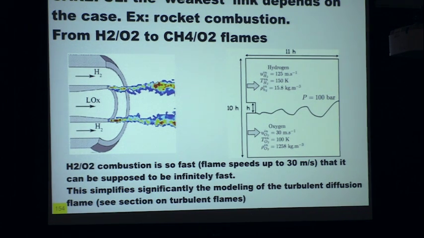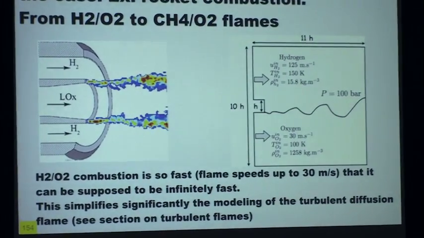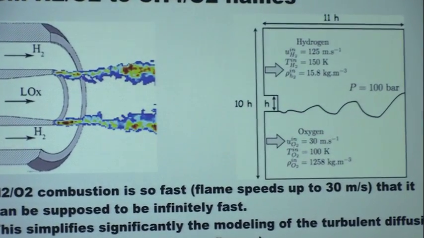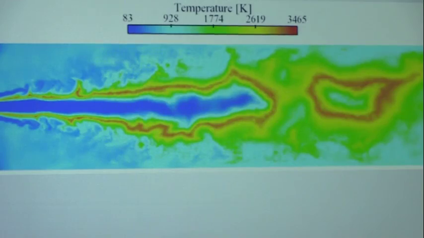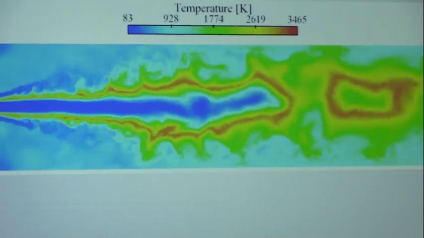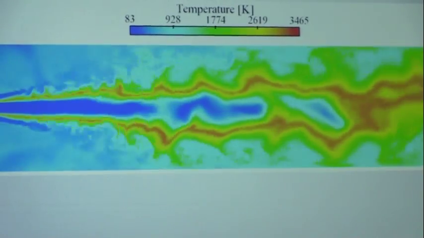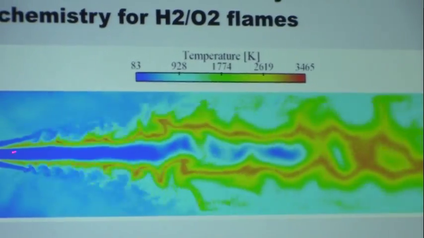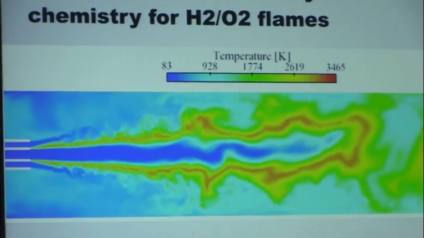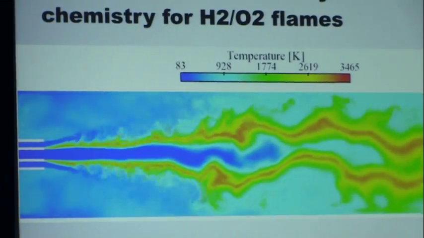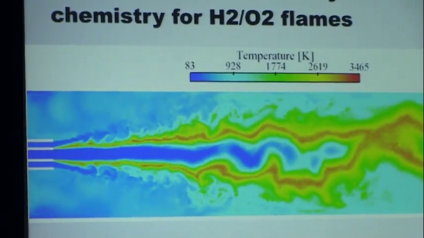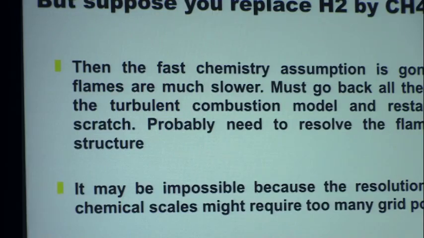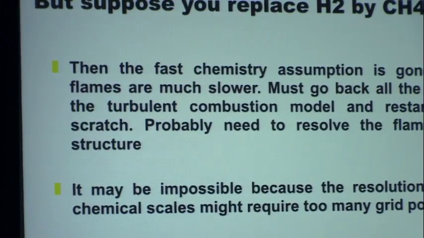And in this case, the weakest link is not kinetics, because you can say it's infinitely fast. And you can do this kind of computation here, which is an example where you are injecting liquid oxygen and hydrogen, and you can see the flame. This model uses the assumption that chemistry is infinitely fast. And you talk to your customer, and the guy says, I'm happy with you, but I want you to use CH4 now instead of H2.